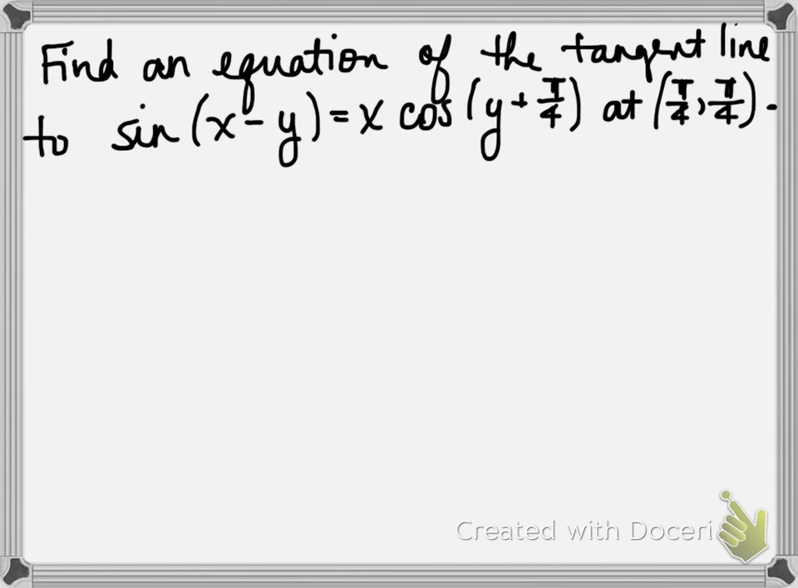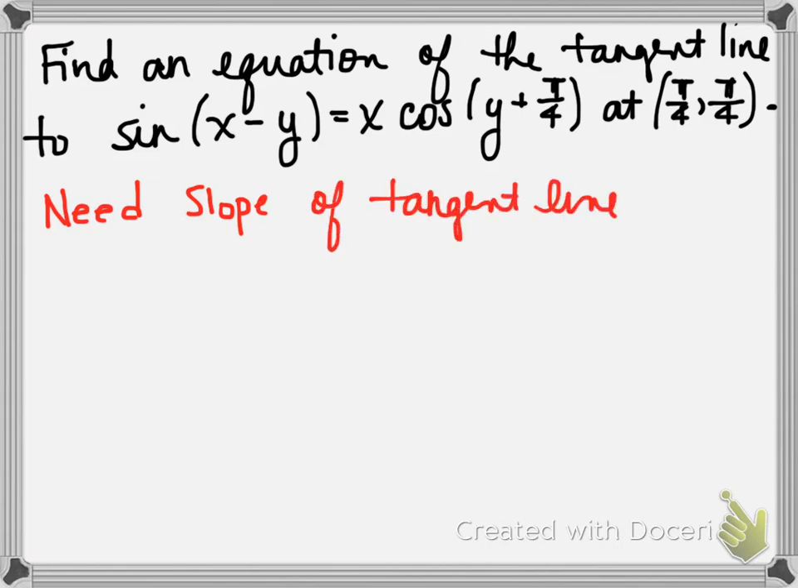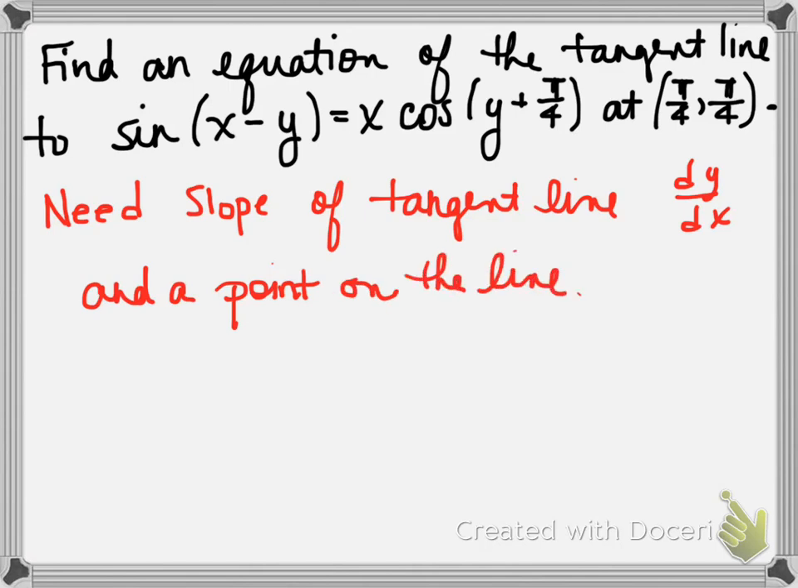So we need to find an equation of the tangent line. In order to do so, we need the slope of the tangent line. Of course, the slope of the tangent line is dy dx. And then we also need a point on the line. The point on the tangent line that we're going to use is the point pi over 4, pi over 4. This point is guaranteed to be shared between the tangent line and the graph of this equation itself. So what we really need to do now is work on finding dy dx.